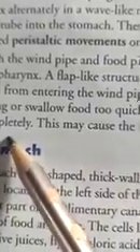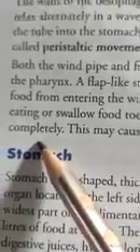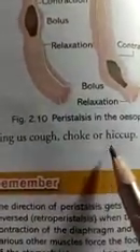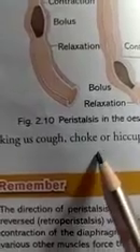If by chance food particles enter the windpipe, it gets choked and results in cough or hiccup. Dear students, if food particles enter the windpipe, it gets choked. What is the result? The result is a cough, choke or hiccup.